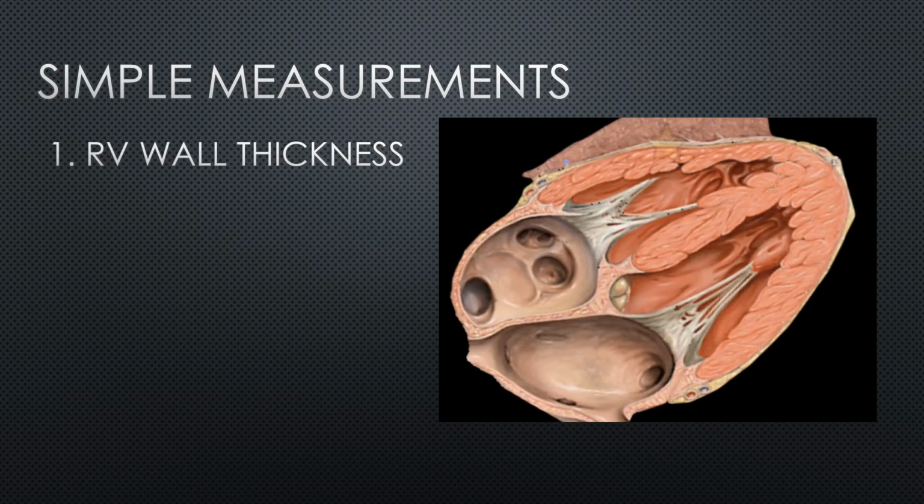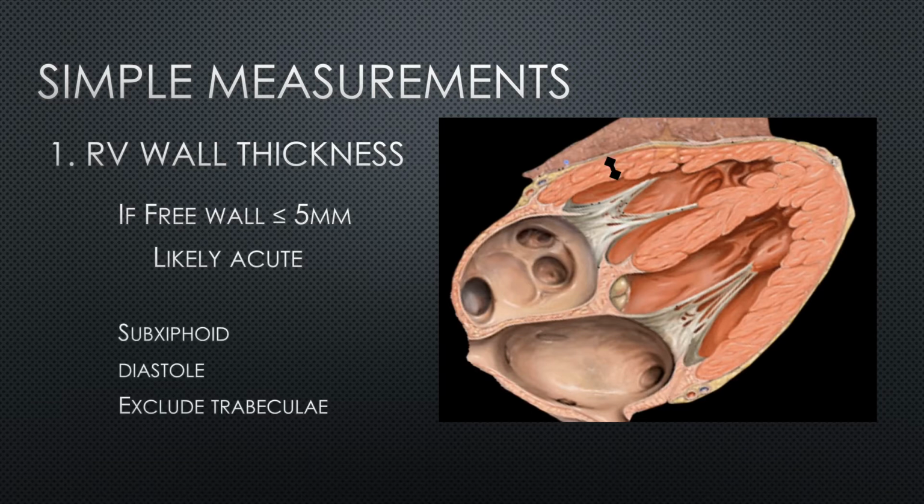So next, the two simple measurements, and the first one is RV wall thickness. So if the RV wall is thin, you know any RV dilation must be acute. However, if the RV wall is thick, it could be chronic disease or they could have an acute PE on top of their chronic disease, so you don't know. So the cutoff we use is 5 millimeters. If the RV wall is 5 millimeters or less, this is normal and RV dilation is acute. So take the measurement in a subxiphoid view during diastole and exclude any trabeculae from your measurement.